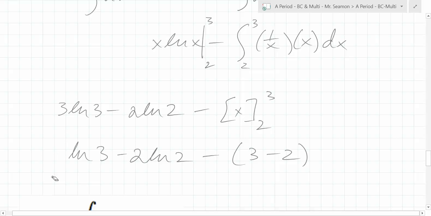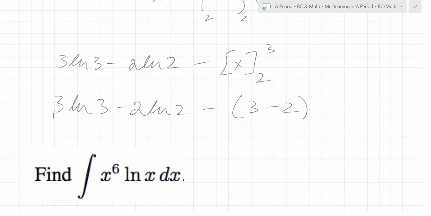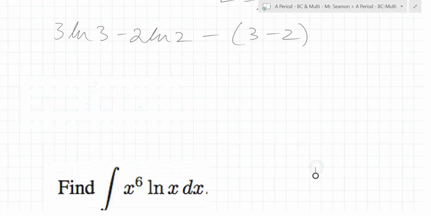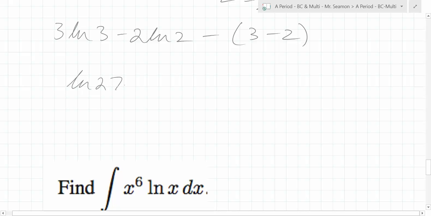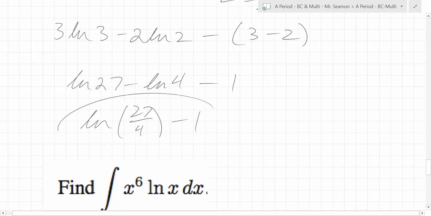3. And why am I doing that? I don't know. It's very strange. How's that? Is that okay? I know. James really likes to compact these things, so he gets ln of 27 minus ln of 4 minus 1. And then he likes to write it as ln of 27 over 4 minus 1. Sure, that's totally fine.